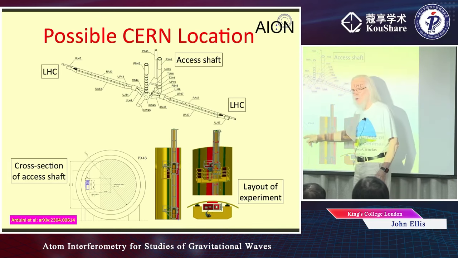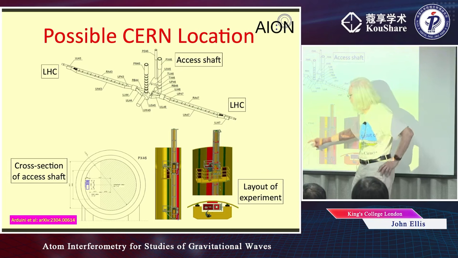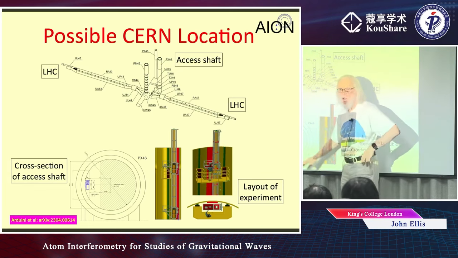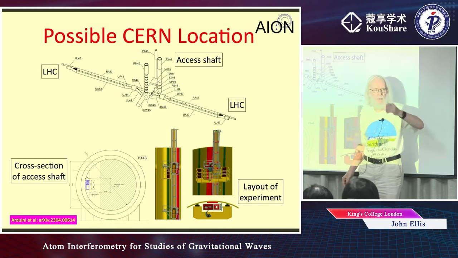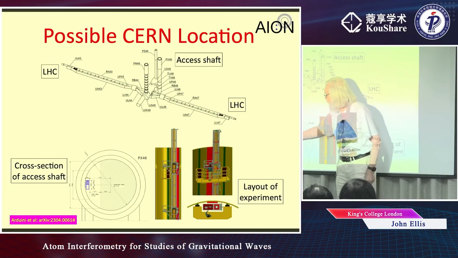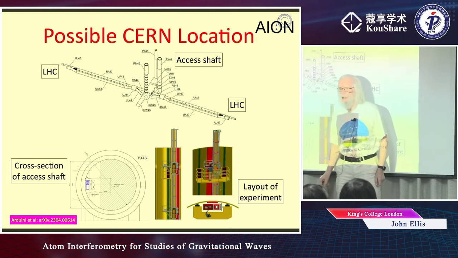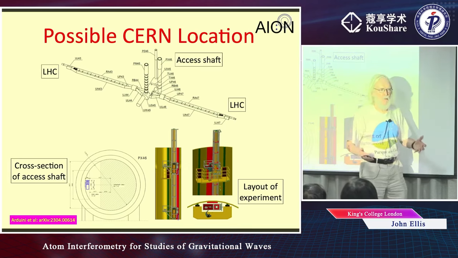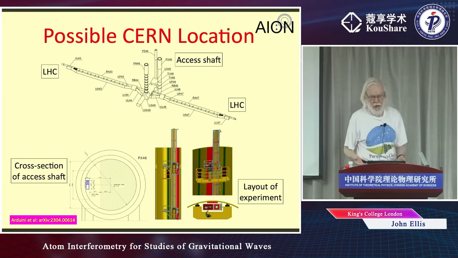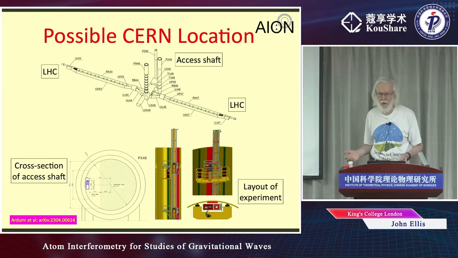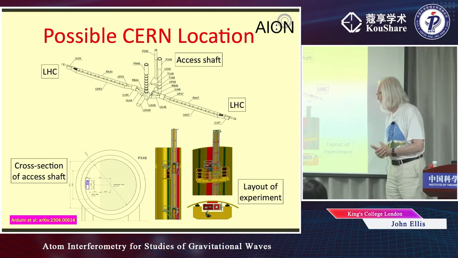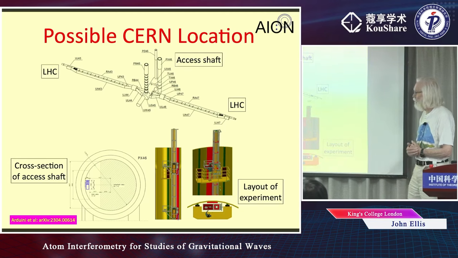Here's a cross-section through the access shaft. So we have to keep most of the shaft free so that the LHC people can raise and lower equipment. But there's a piece over here on the side which is large enough to accommodate our detector and the atom cloud systems and so on and so forth. And a detailed layout of the proposed experiment is shown here.